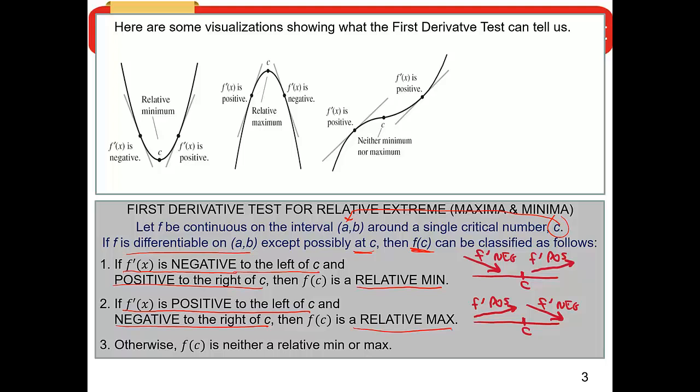It's possible that it does neither. If you test around a critical number and you get positive on both sides, or you get negative on both sides, then you don't have a max or a min. It's a critical number that is neither a maximum nor a minimum. Having those pictures in your mind is important to get some way of thinking about this visually.